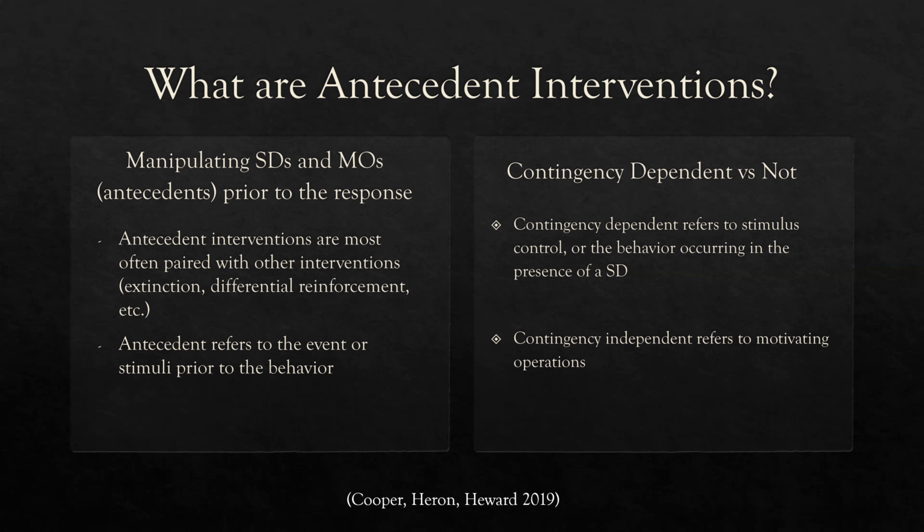We also have this idea of contingency dependent versus not. So when we talk about behavior that is contingency dependent, it's under the control of an SD, right? Behavior occurs in the presence of an SD. That's what stimulus control is. If it's independent, we're just talking about motivating operations, right? When motivating operations alter the value of consequences, okay? Behavior is not necessarily dependent, but when behavior happens in the presence of an SD, we call that stimulus control, and we consider that contingency dependent. RBTs don't necessarily need to know that. BCBAs should be familiar with this idea.